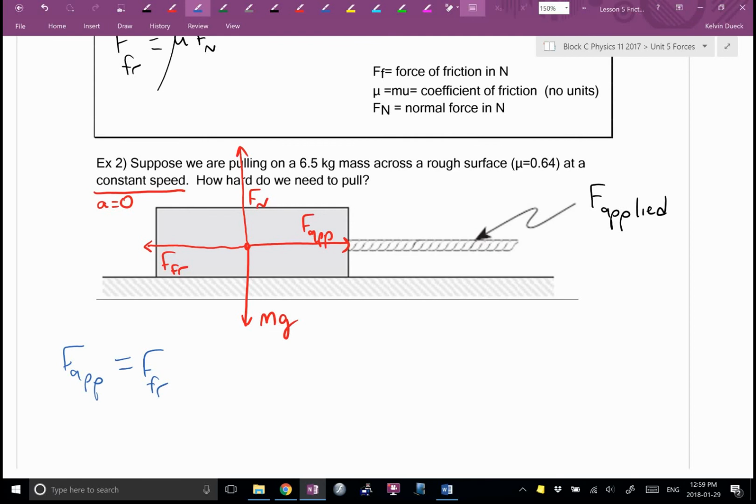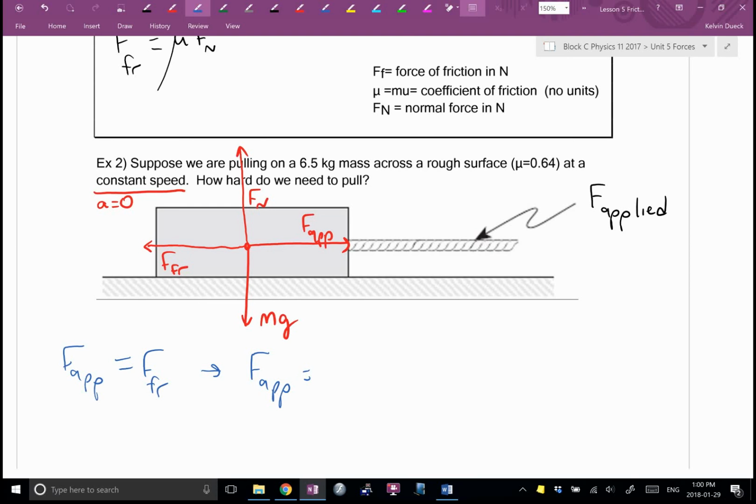So what did this question want me to find? The applied force. But you know how I'm going to find it? I'm going to find friction. Okay. What's my equation for friction? Friction equals what times what? It's in the box. Friction equals what times what? It's in the box. Mu times the normal force.